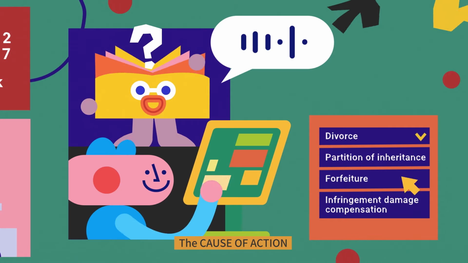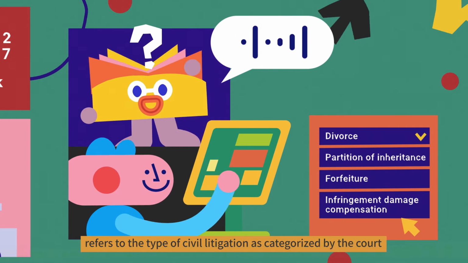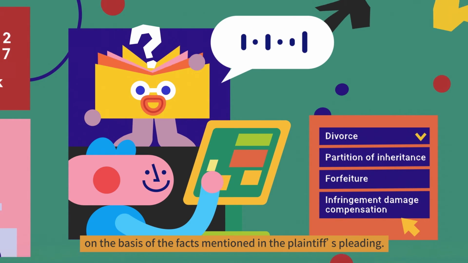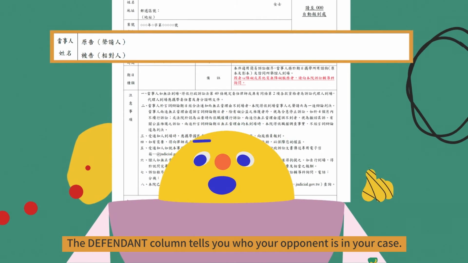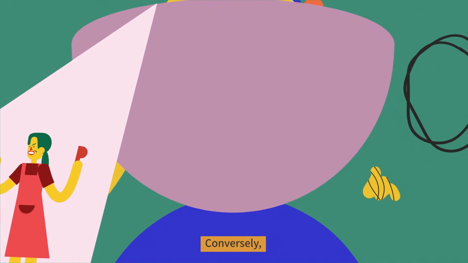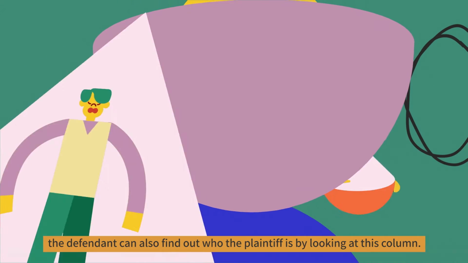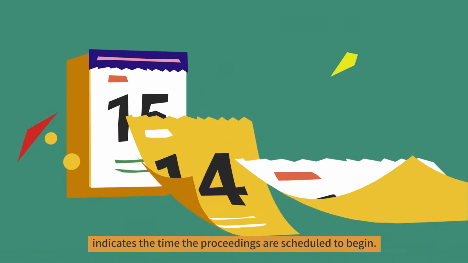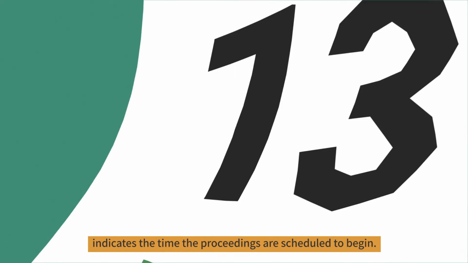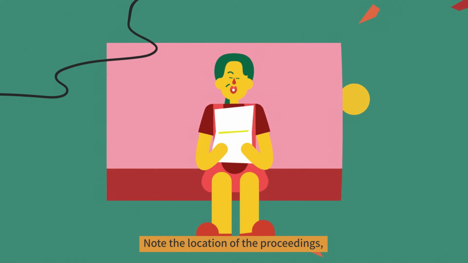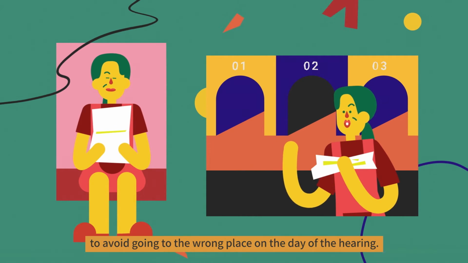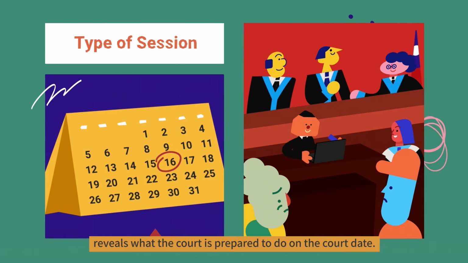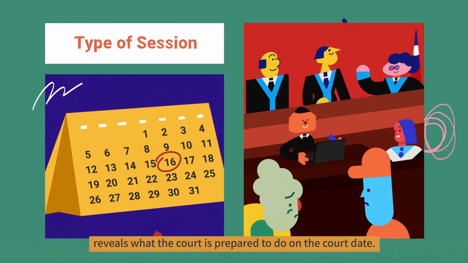The cause of action refers to the type of civil litigation as characterized by the court on the basis of the facts mentioned in the plaintiff's pleading. The defendant column tells you who your opponent is in your case. Conversely, the defendant can also find out who the plaintiff is by looking at this column. The time of arrival indicates the time the proceedings are scheduled to begin. Note the location of the proceedings, including the courtroom number, to avoid going to the wrong place on the day of the hearing. The type of session reveals what the court is prepared to do on the court date.